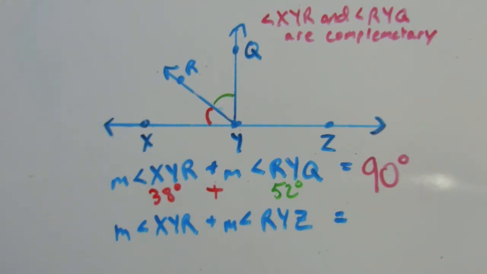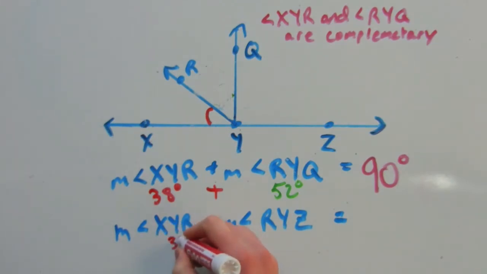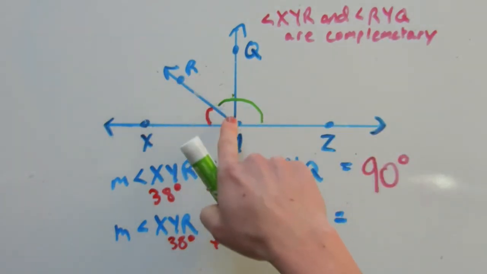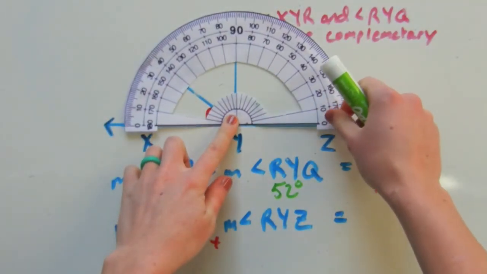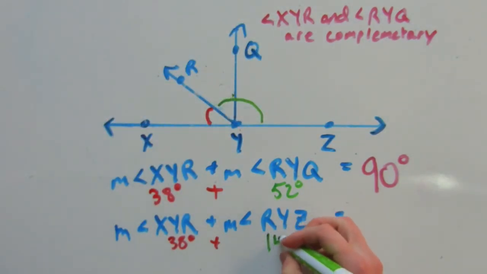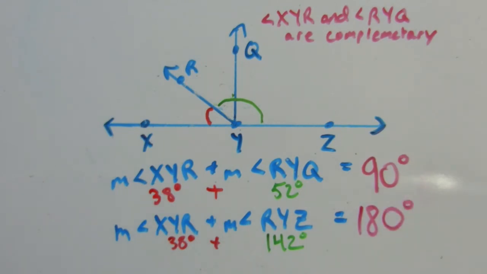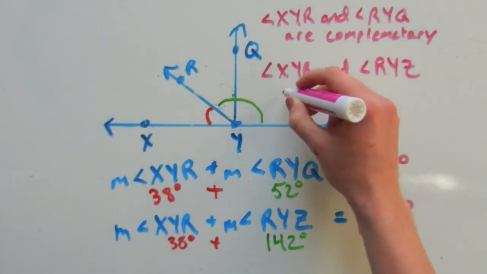So now we're going to take the measure of angle XYR, which we already measured to be 38 degrees, so it was the red. And we're going to add that to the measure of angle RYZ, shown in green. Using our protractor, we get that that is approximately 142 degrees. So 142, and we can see that 142 plus 38 is 180 degrees. So, angle XYR and angle RYZ are supplementary angles.